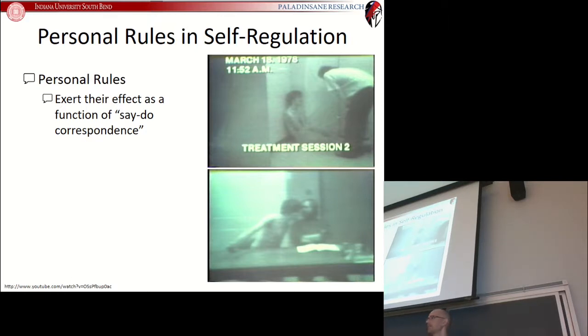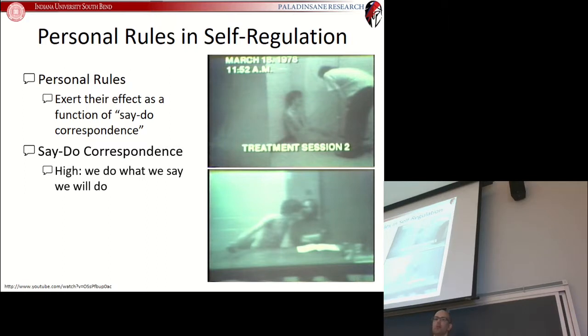Well, psychologists have discovered that it has to do with this characteristic that we all have, which is known as our say-do correspondence. You can think of it as a feature that everybody has. Some people have more of it than others. Some people have less of it. And say-do correspondence is high when we do what we say we will do.